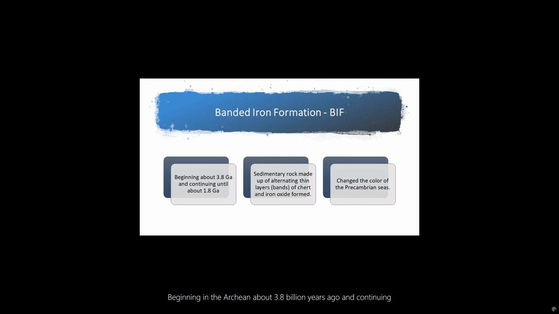Beginning in the Archean, about 3.8 billion years ago, and continuing until about 1.8 billion years ago in the Proterozoic, sedimentary rock made up of alternating layers, thin layers or bands of chert and iron oxide formed. The formation of these banded irons changed the color of the Precambrian seas from green to blue by the removal of large quantities of dissolved iron from the world's oceans.